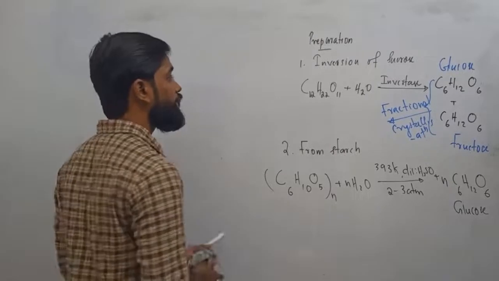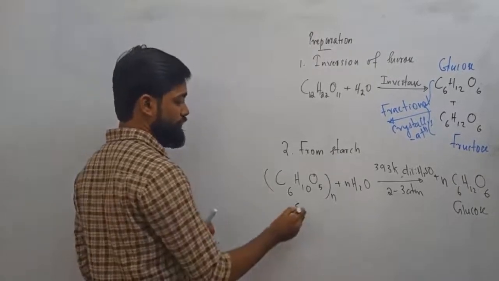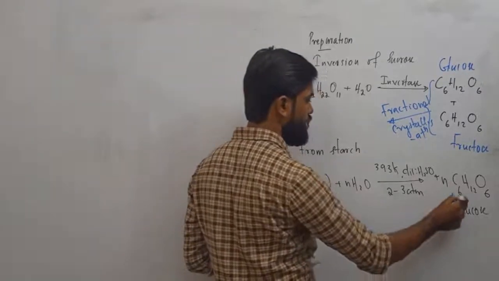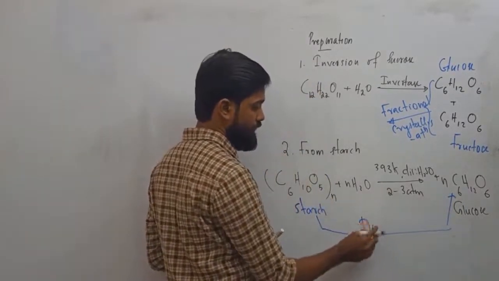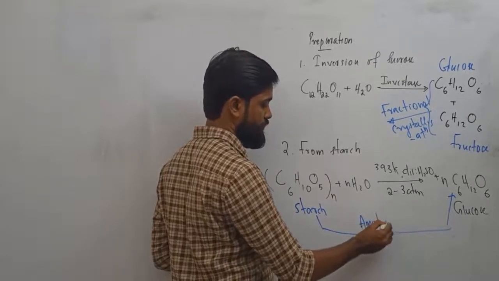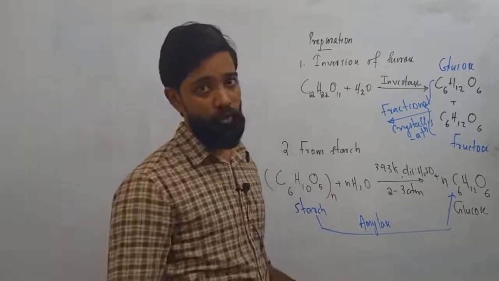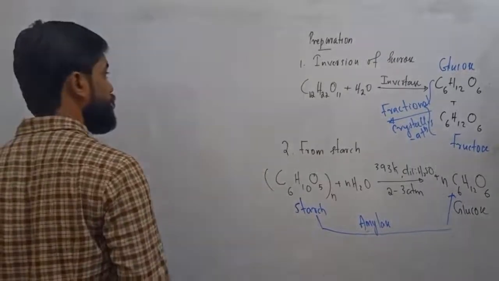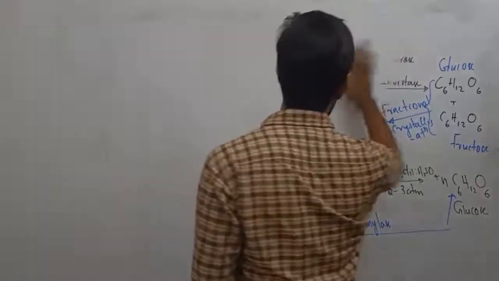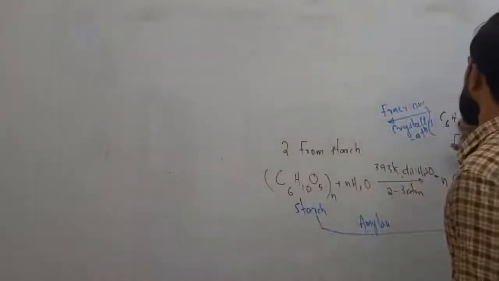Or your starch. This is the starch. When starch is treated with the enzyme called amylase, you also obtain glucose. So these are the methods of preparation of glucose. Fine, and I'll explain the physical properties of glucose.